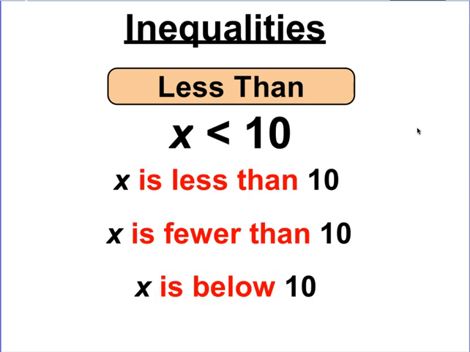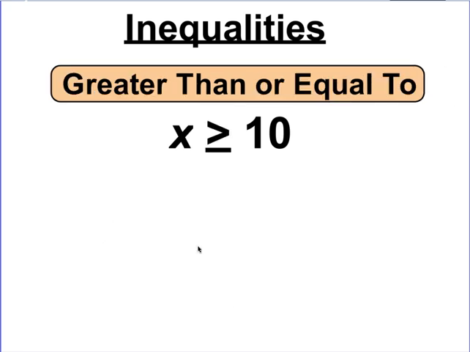X is below 10. So they're almost the opposite of the greater than ones. Fewer and below. Okay? So those you should be pretty familiar with. The next set we're going to do is x is greater than or equal to 10. So what this means is that x can be greater than 10. So like I said before, it can be all the things we talked about with the greater than sign.